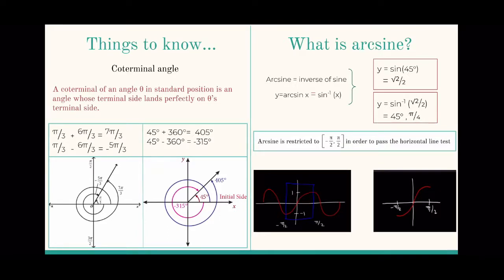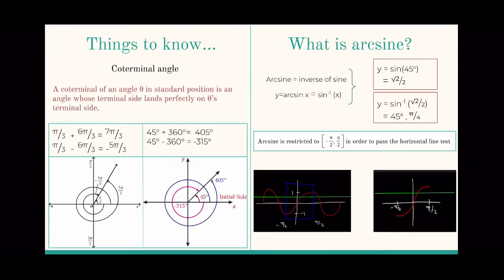So arcsine is restricted from negative pi over 2 to pi over 2 in order to pass the horizontal line test, where the curve only touches the line once. As you can see in the original graph, the curve touches the horizontal line multiple times, so it does not pass the horizontal line test. However, if you restrict it to the blue box, which is now written in the graph next to it, it passes the horizontal line test.